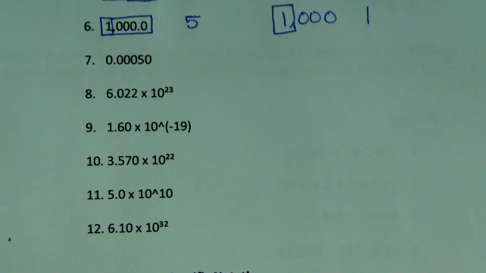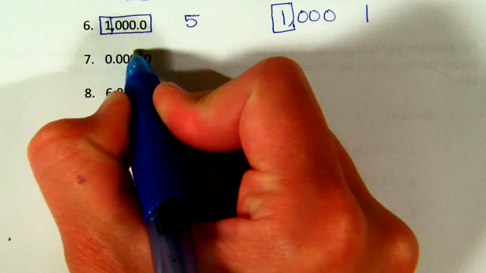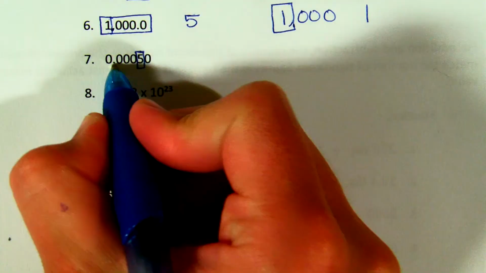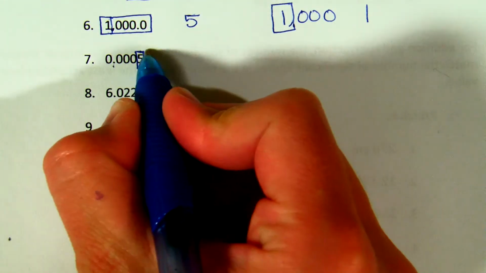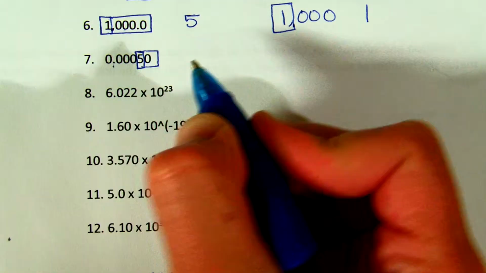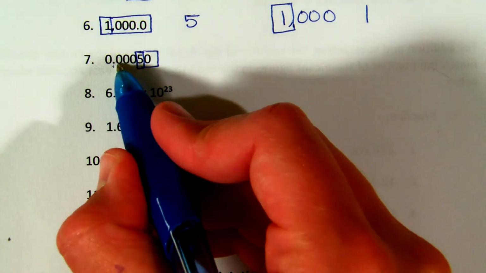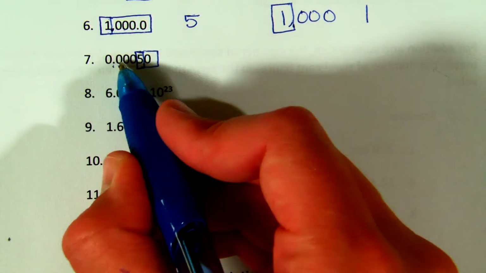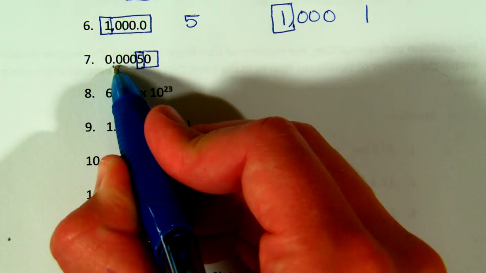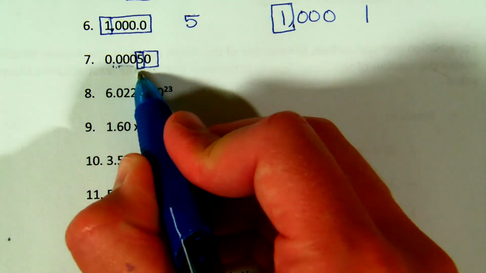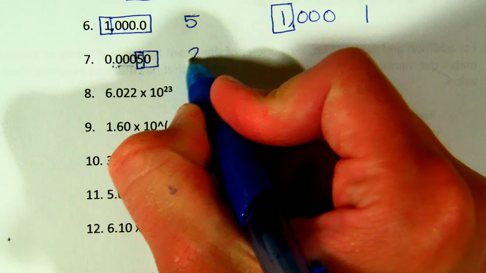And number 7, this one looks a little different than what we've seen, but the same method will work. We start by boxing the non-zero digits, and then because of the decimal point, we box trailing zeros. Just a reminder that trailing zeros are the zeros which come after the original box. These do not count as trailing zeros. So we're not looking for things that trail the decimal point, we're looking for zeros that trail the original box. So we would have a total of 2 significant figures.